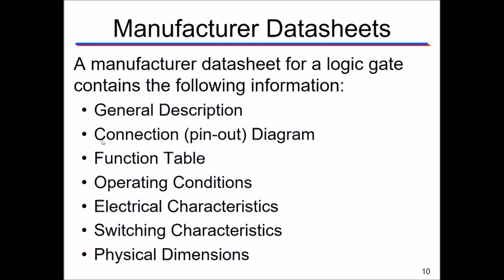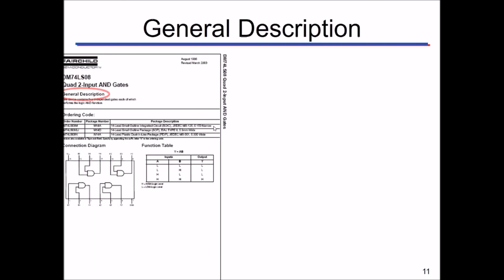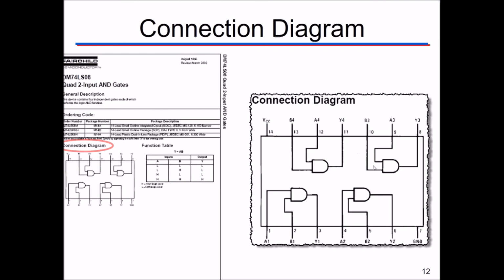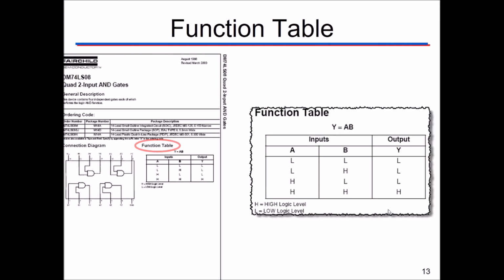But we will be using SSI and MSI, small scale integrated circuits and medium scale integrated circuits, in this course. If you really want more information about a chip, you can look up the manufacturer data sheet. If you just go to Google and type in a chip number and manufacturer data sheet, you will get a crazy amount of information about the chip. You'll get a general description. If you Google DM74LS08 data sheet, it'll tell you basically what the chip does. It'll give you a little connection diagram, how to connect it with inputs and outputs, power and ground, and so forth. It'll give you the little truth table.